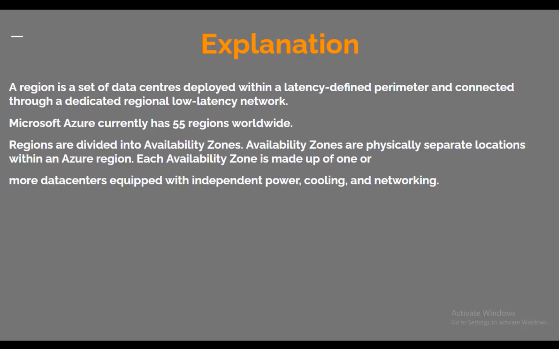Explanation: a region is a set of data centers deployed within a latency defined perimeter and connected through a dedicated regional low latency network. Microsoft Azure currently has 55 regions worldwide. Regions are divided into availability zones. Availability zones are physically separate locations within an Azure region. Each availability zone is made up of one or more data centers equipped with independent power, cooling, and networking.